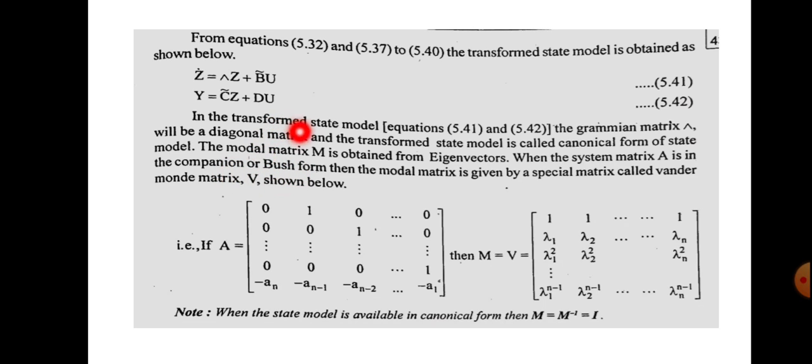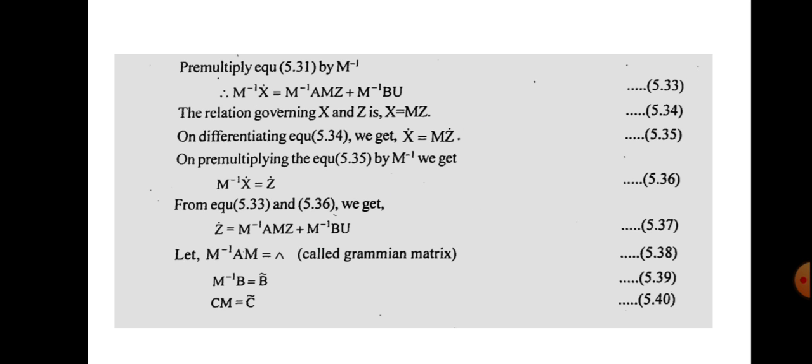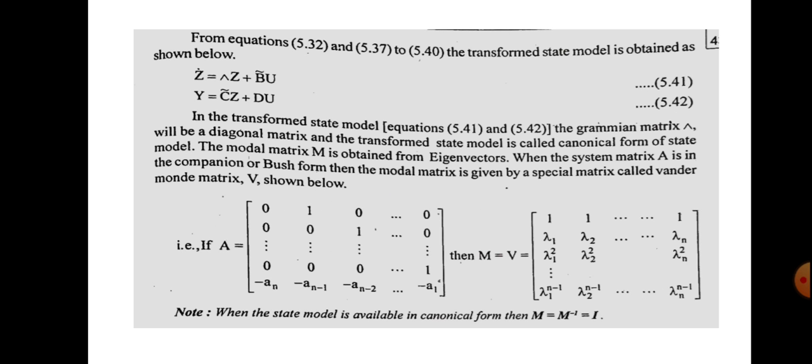Now we have a question: how will you get this modal matrix? The modal matrix M is obtained from the eigenvectors, which come from the eigenvalues. These eigenvalues are obtained from the characteristic equation. In the question you will be given the system matrix A. Once you have it, the corresponding eigenvalues are obtained from determinant of lambda I minus A equal to 0. That equation will give you the different eigenvalues such as lambda 1, lambda 2, lambda 3, etc. From those eigenvalues you will get the modal matrix.